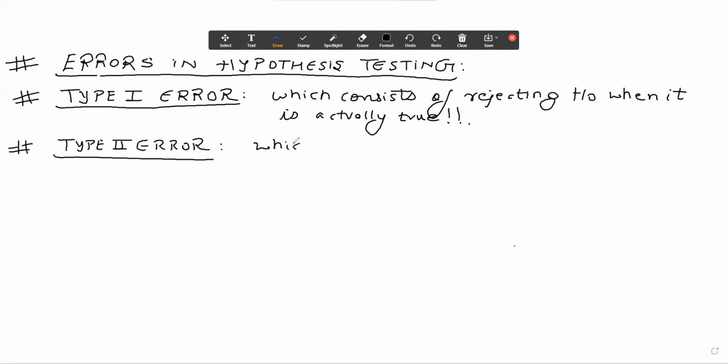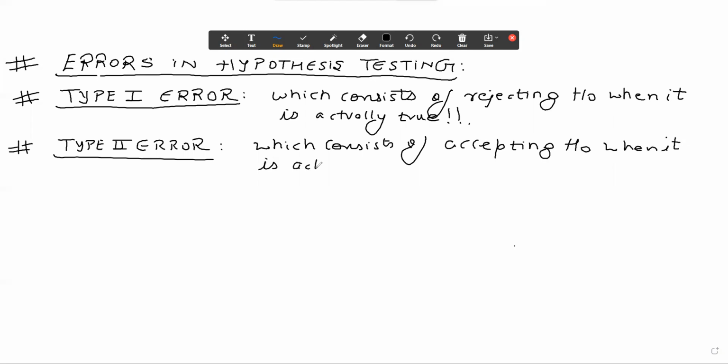which consists of accepting the null hypothesis when it is actually false. That means in case of a type 2 error, we are accepting the null hypothesis when it should be rejected. And in case of a type 1 error, we are rejecting the null hypothesis when it should actually be accepted.